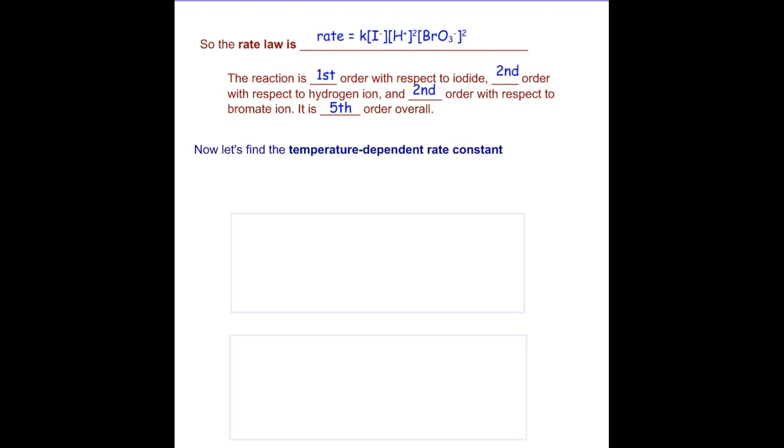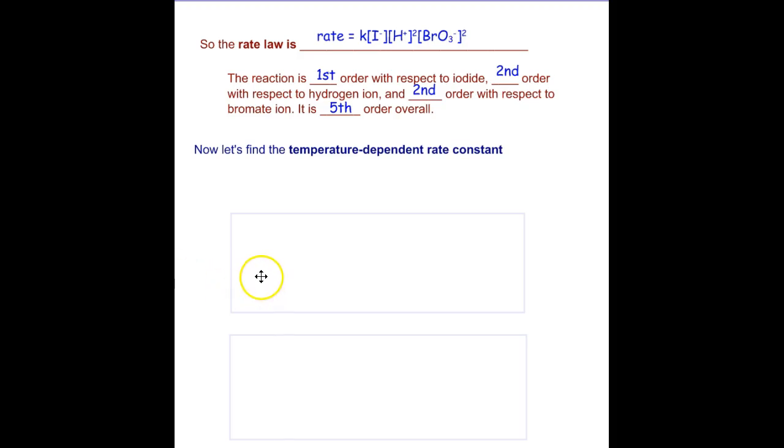So now I can write my rate law. Rate is K times iodide times hydrogen squared times bromate squared. That is not related to the stoichiometry of the reaction, but it is related to the mechanism.